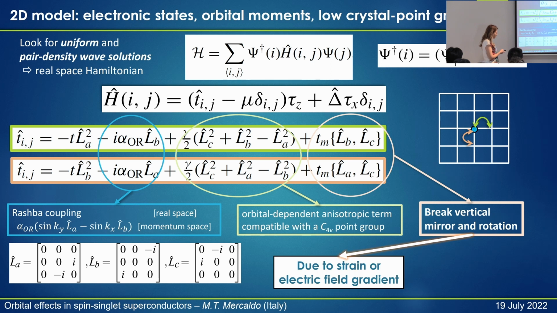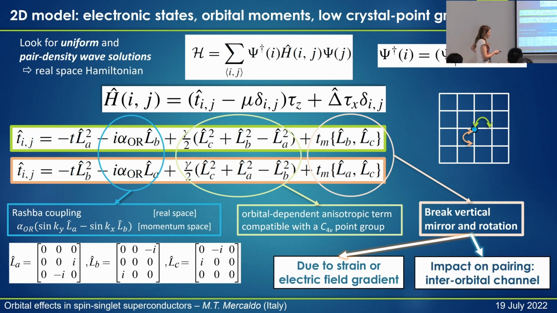So how can we have this term? Well, this can be due to strain or electric field gradients. In order to have this interorbital pairing, you need to have very low symmetry in your system. And so these are the terms that have an impact on pairing. These are the ones that activate the interorbital channel. So the superconducting part here, this matrix, now delta is full, while before it was just diagonal.